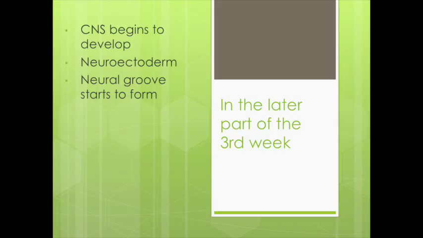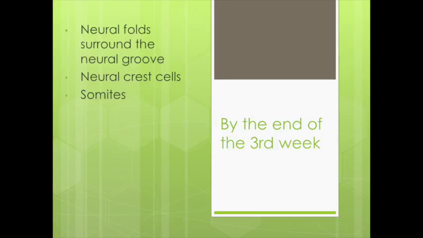In the later part of the 3rd week, the central nervous system begins to develop. A specialized group of cells from the ectoderm, which are called neuroectoderm, localize to the neural plate of the embryo. The neural groove then begins to form as the neural plate deepens and invaginates. By the end of the 3rd week, neural folds surround the neural groove.